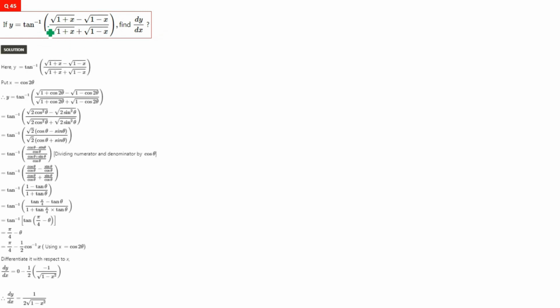Y is equal to tan inverse of some content. Find dy by dx. So ultimately, you know that we need a tan inside. So how to put certain things so that we get rid of this under root and all this. X I am putting as cos 2 theta.